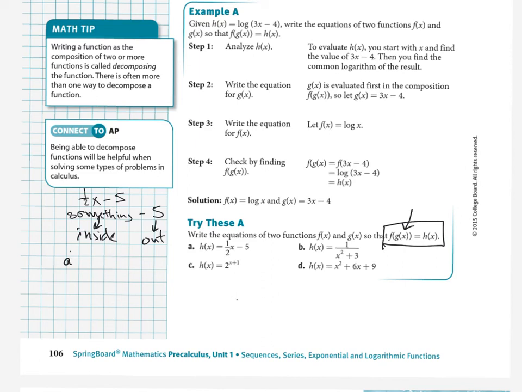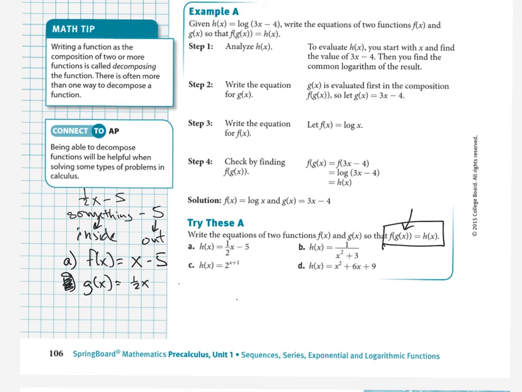So for part A, I'm going to start with, okay, something minus 5. So f of x, the outside function, is something minus 5. And then my g of x, which is the inside function, or my something, is going to be the 1/2 x. That's just part A.